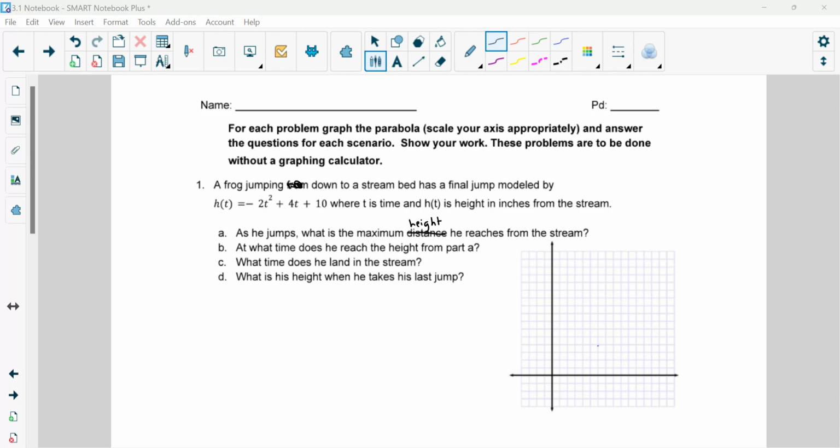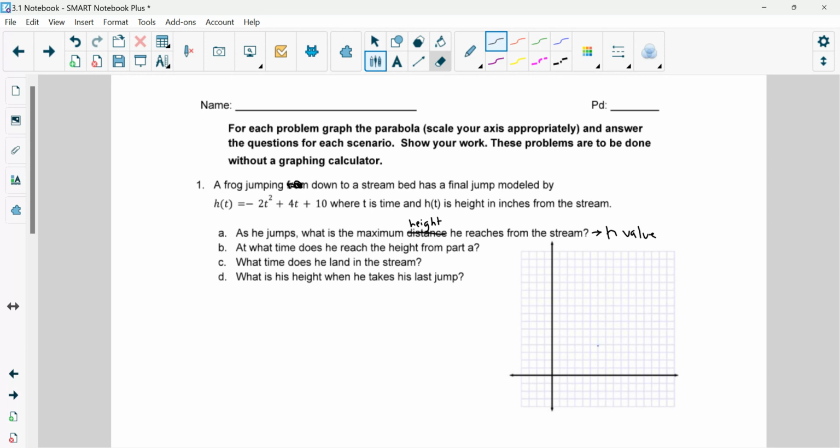So for part A, when it says as he jumps, what is his maximum height he reaches from the stream? If we're looking for a maximum height, what part of our graph are we looking at? How do I know what my answer is going to be? Using that green sheet can help us. Right, we're looking for the x value of the vertex, which again, you can call the h value if you'd like.